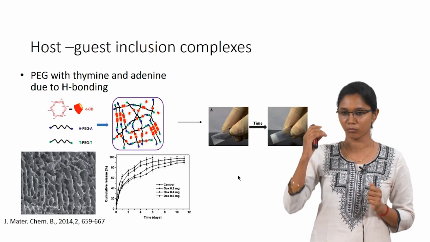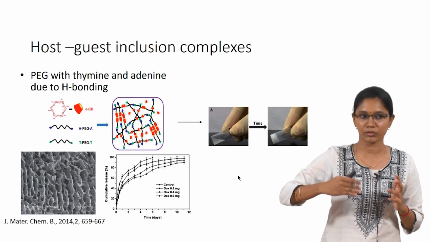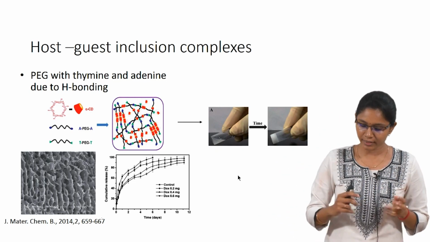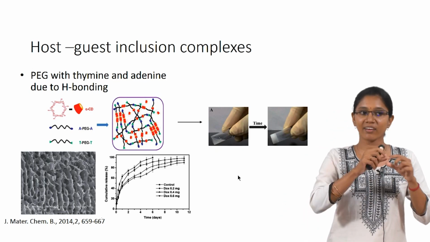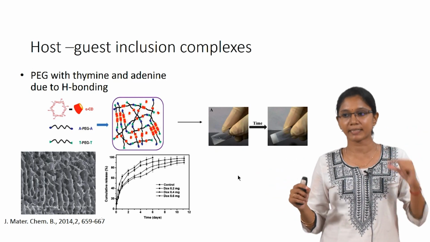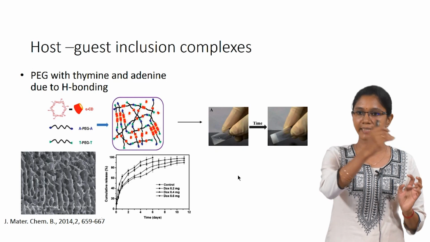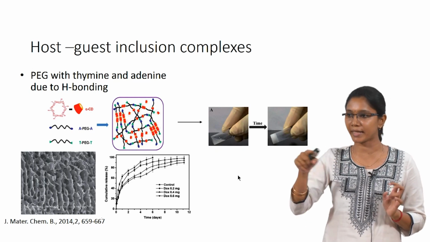So, this is one of the most important molecules, the cyclodextrins. As I have told, it has a glycan nature. Here they have utilized two different ways of bonding them. One is they have modified one PEG terminal to be adenine and the other PEG terminal to be thymine. As we have already discussed, adenine and thymine have a very nice complementary hydrogen bonding, forming an AT pair.